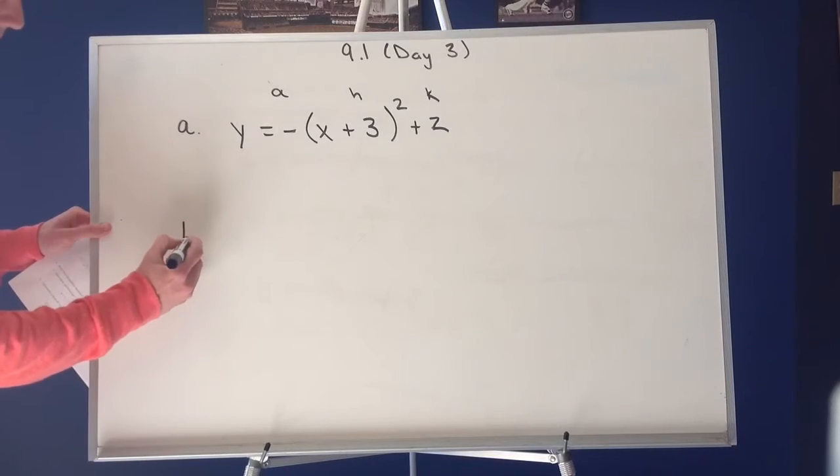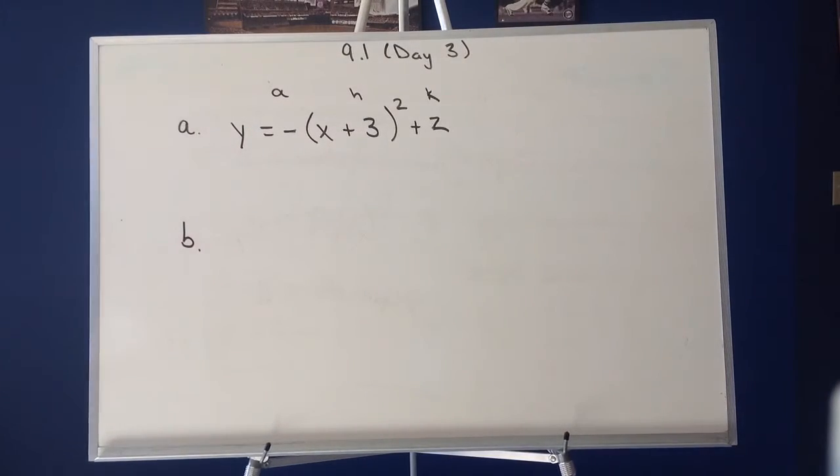Okay, for B, it says it's narrowed by a factor of 3, shifted right 4 and down 3.